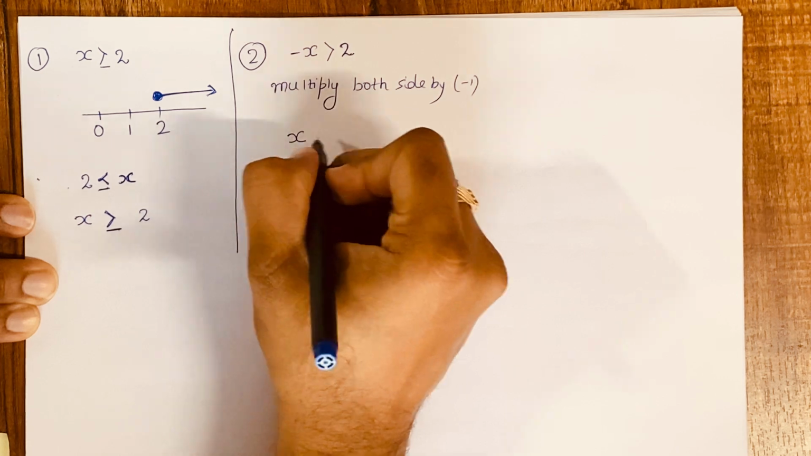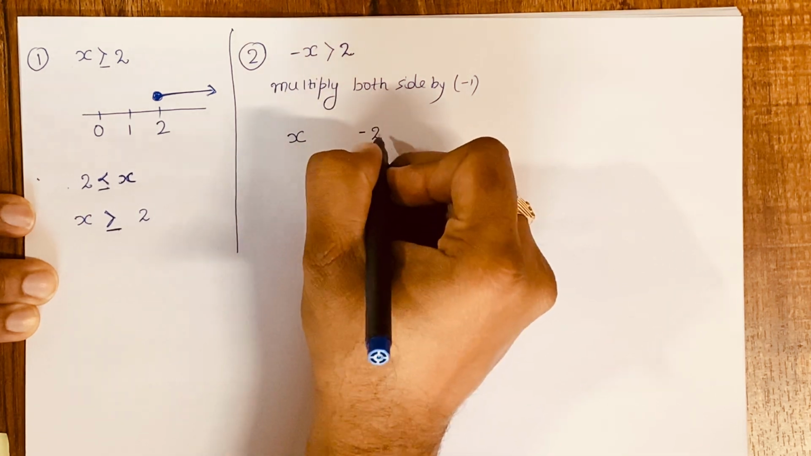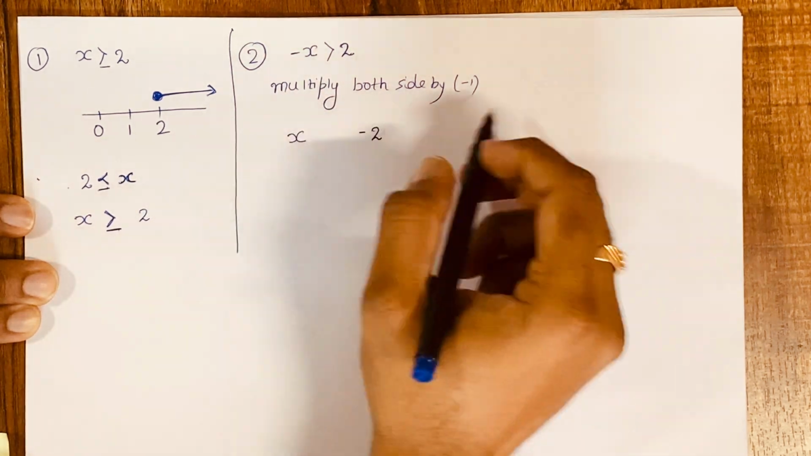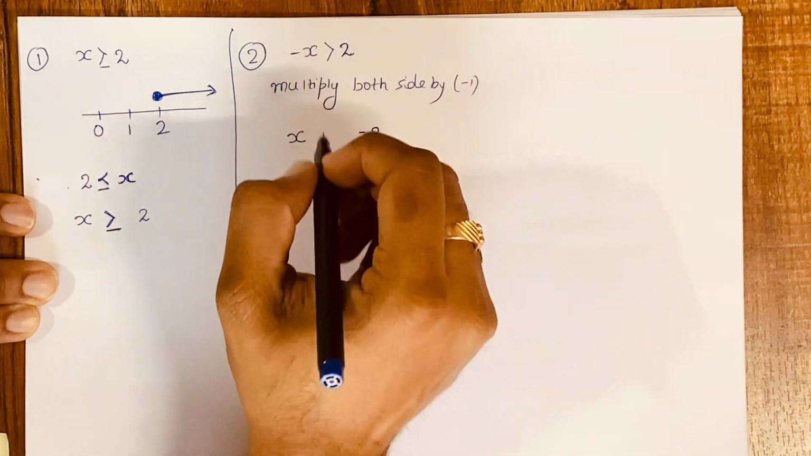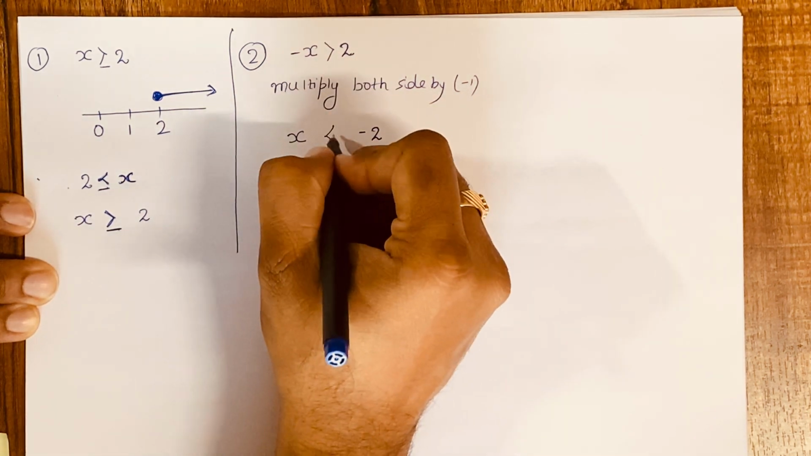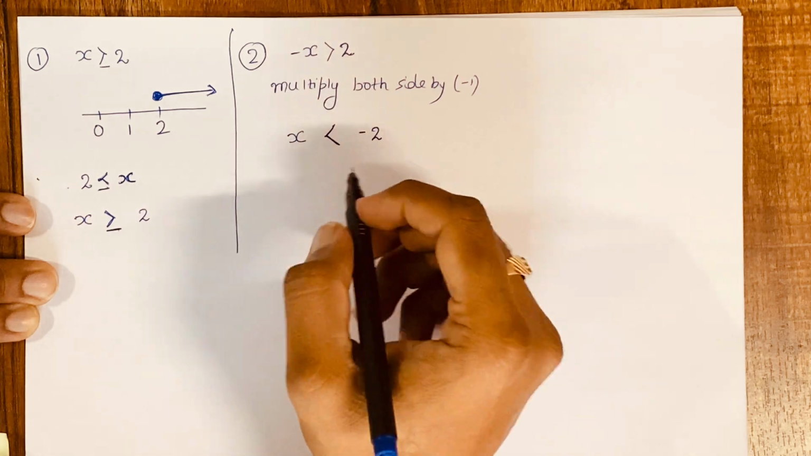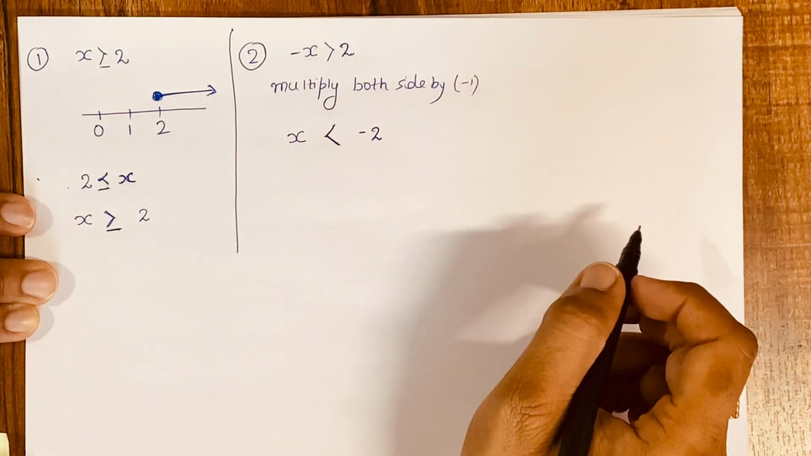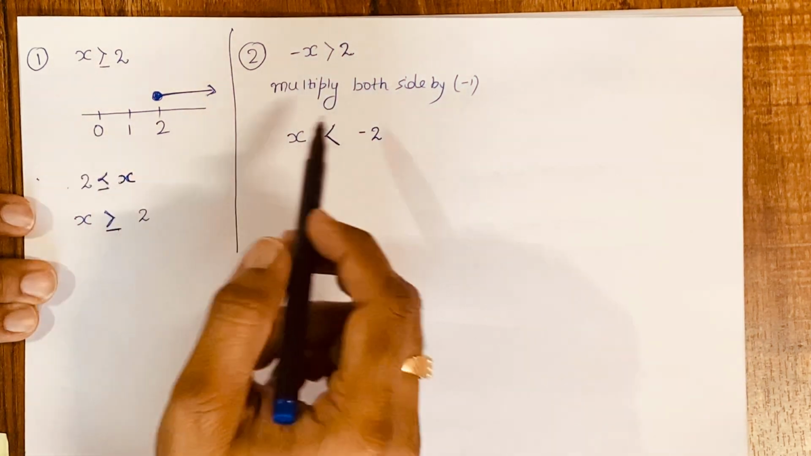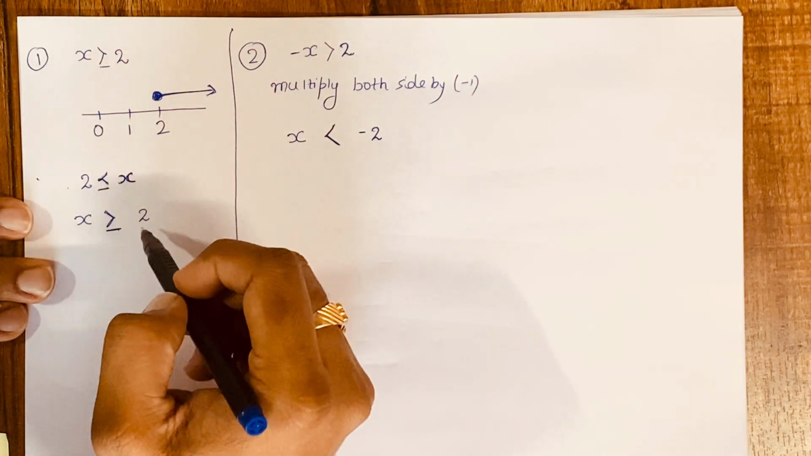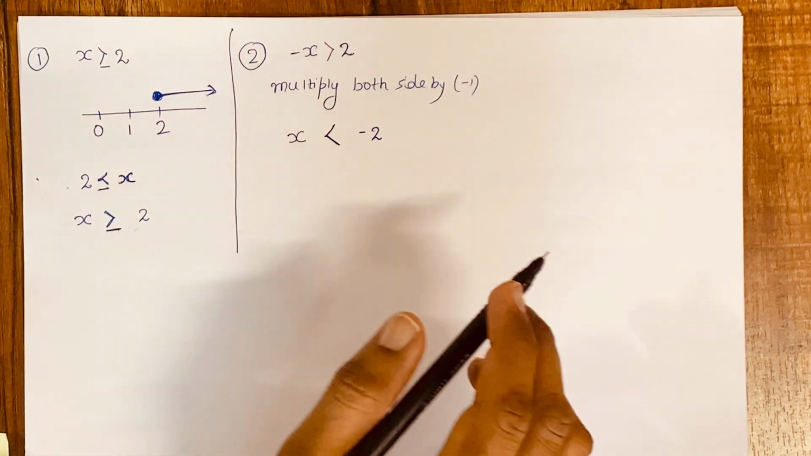It will become x and minus 2. Correct? But during this, when you multiply both sides by minus, the symbol is going to change from greater than to lesser than. Okay. And this will become x is lesser than minus 2. So remember, in these two ways, you can change the symbol when solving any inequality.